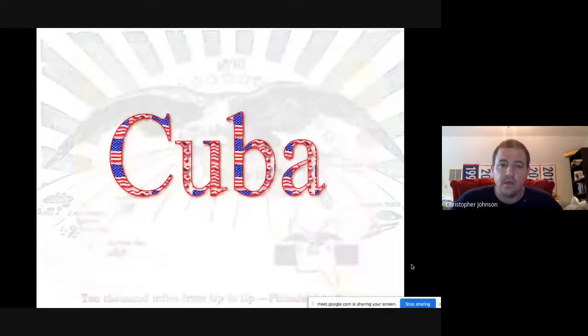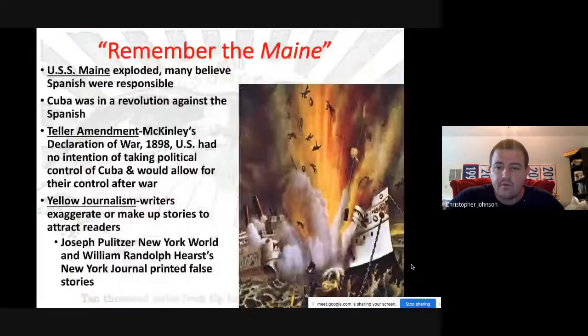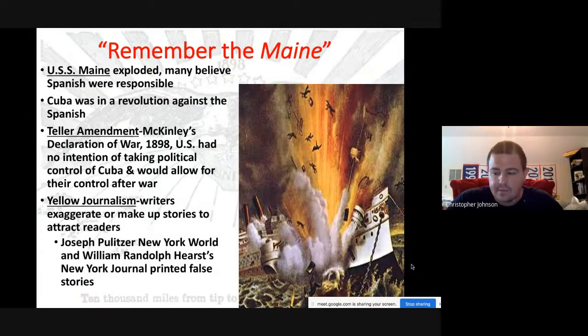And so in Cuba, you look at some of the cartoons that are here. In Cuba, they were fighting for their independence against the Spanish. The Spanish were being oppressive. So we decided to send down a boat just to check out what's going on. And the boat explodes. It later finds out that it wasn't the Spanish that exploded the boat. Oops, it was actually a malfunction. But, oh, well, we went to war. And so yellow journalism helped stir up the pot.